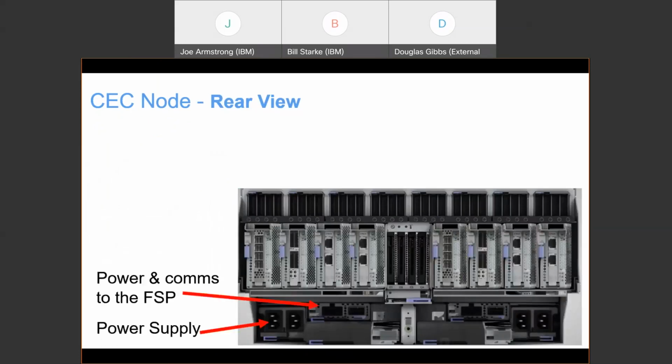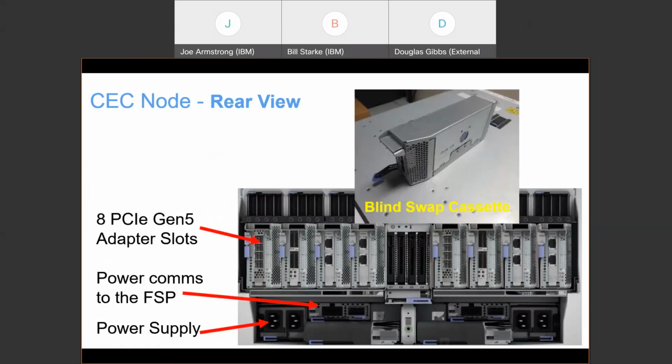A quick look at the rear view of the system then. You have the power supplies where they plug in, the FSP, so communications to the FSP back here, and in every CEC, 8 PCIe Gen 5 adapter slots. They're all Gen 5 slots on the system. I think in some systems in previous versions we came out with a mix of generations. In this case, they're all Gen 5.